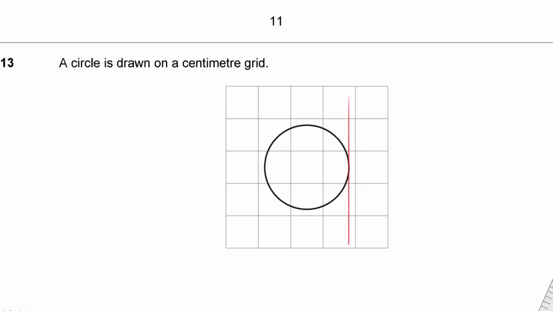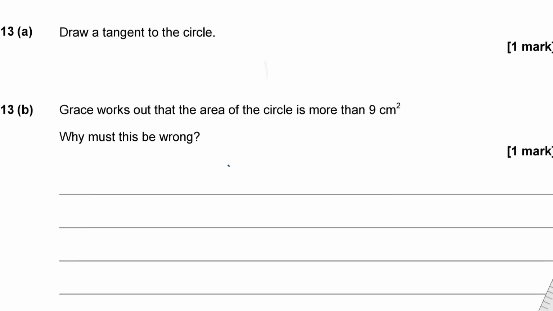9 centimeters squared is the same as the area of a square of side 3, because 3 times 3 is 9. So the area of that square I've just drawn around the circle is going to be 9, isn't it? And we can see clearly that the circle is smaller than the square. So the area of the circle can't possibly be more than 9. So that's what I'm going to write down.